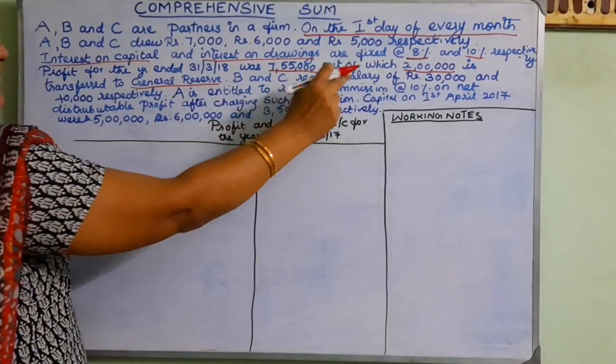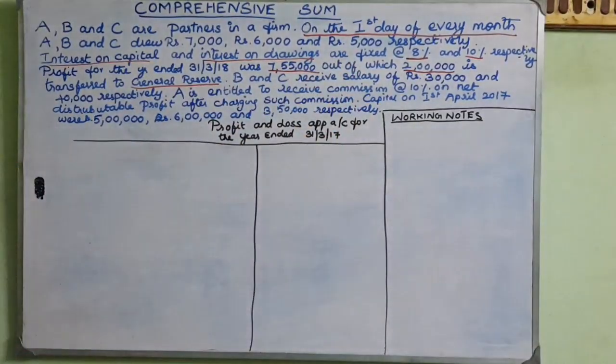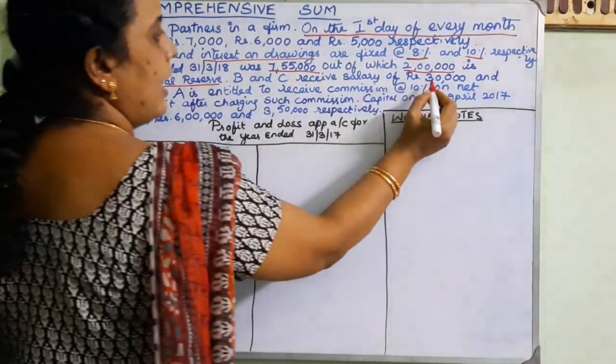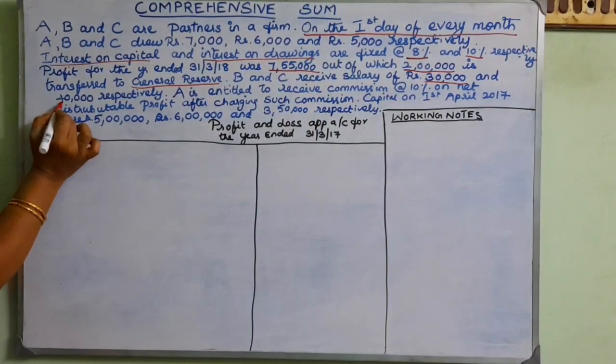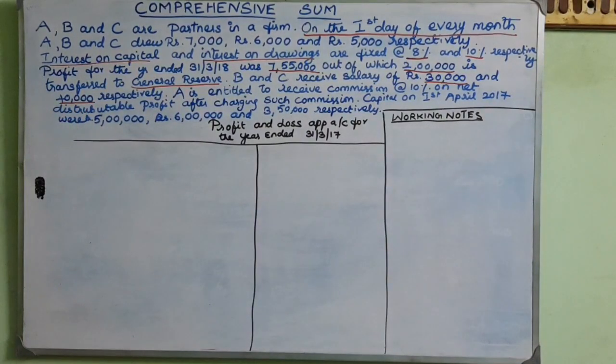B and C receive salary of 30,000 and 40,000. They have plainly given 30,000 and 40,000. It is not mentioned per month or per annum, so it has to be taken as per annum only, not as per month. So B is going to get a salary of 30,000 and C will receive a salary of 40,000.